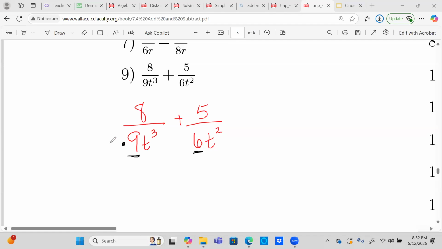So you're going to need to times this one by 2, but got to be fair, do the same thing to the top. And you'll times this one by 3. Do the same thing to the top. Now check your exponents as well. This has t cubed. I like to pretend it's food. So what food starts with T?